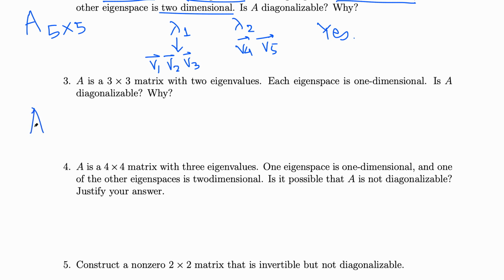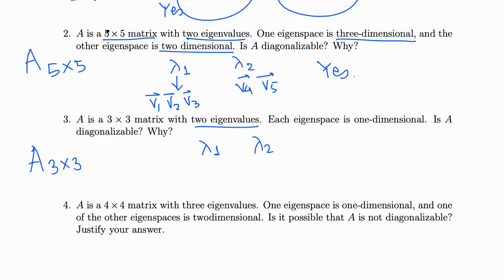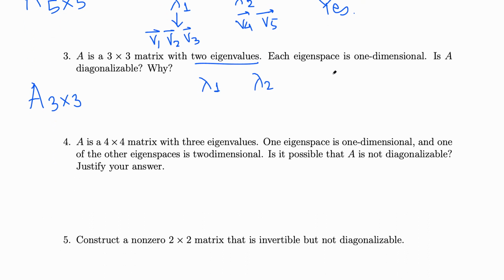Number 3. A is a 3 by 3 matrix with 2 eigenvalues. Let's say lambda 1, lambda 2. In fact, what happens is when we count multiplicities, we have 3 eigenvalues but 2 distinct. Same thing here for 5 by 5: counting multiplicities, there are 5 eigenvalues but 2 eigenvalues means 2 distinct eigenvalues. Each eigenspace is 1-dimensional. That means from lambda 1 we get 1 vector. From lambda 2 we get another 1 vector because it is a 1-dimensional eigenspace.